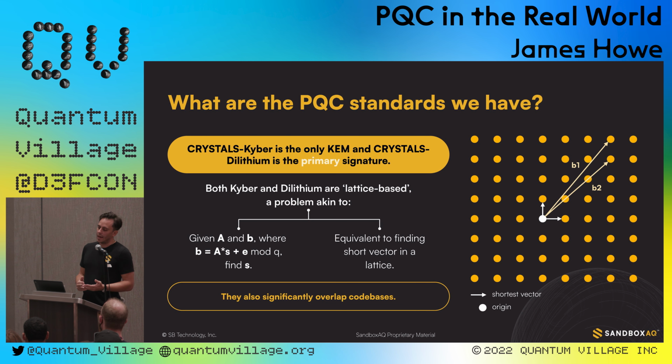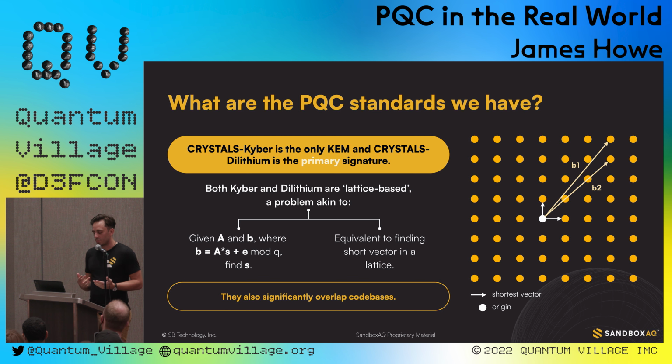So the standards that we have. There were two main standards that we got out of the four. These were both based on lattice-based cryptography. They were called Crystals Kyber and Crystals Dilithium. And yes, they are related to Star Wars and Star Trek. Kyber is the KEM, and Dilithium is the primary signature scheme.